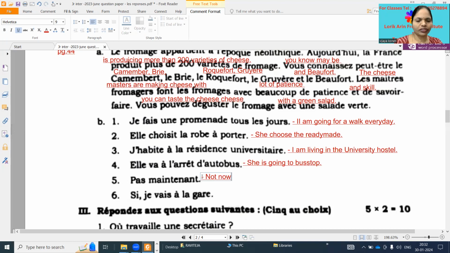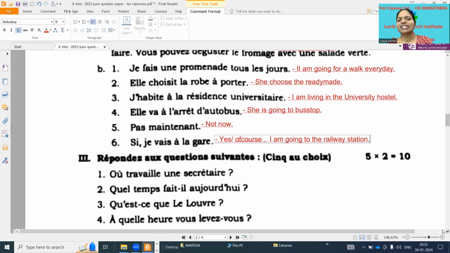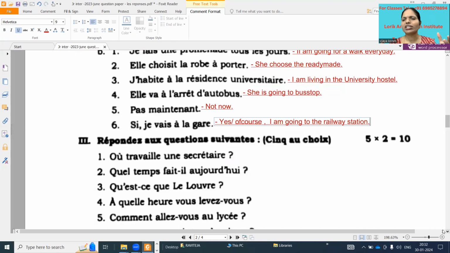And: si, je vais à la gare. Si means yes, or of course. If you write of course, you will also get marks. And je vais à la gare means I am going to the railway station. Okay. And next one, qu'est-ce que tu fais? These are general questions. If we know the verb conjugations, this bit is very easy actually.